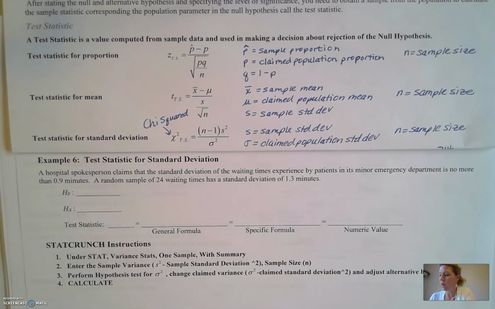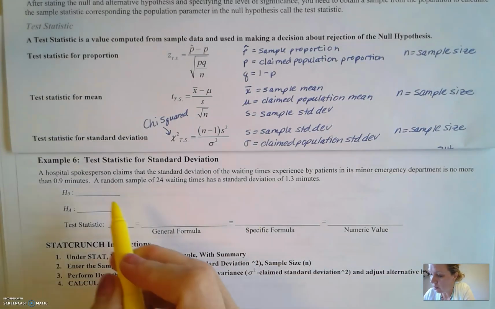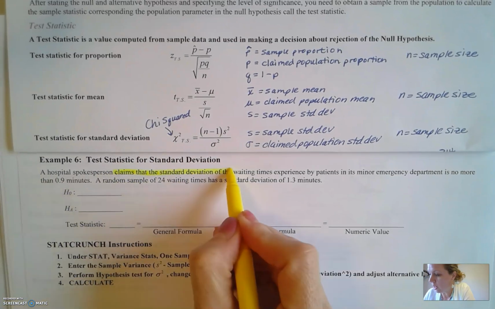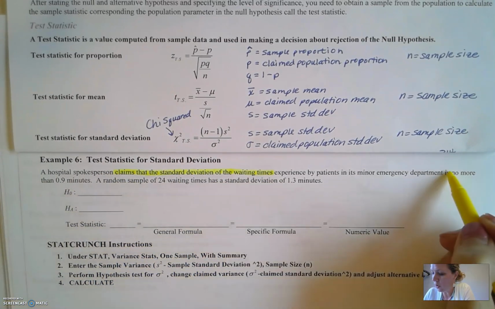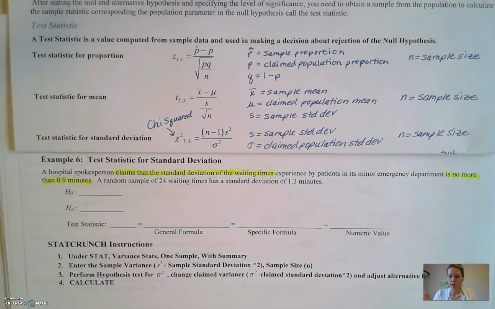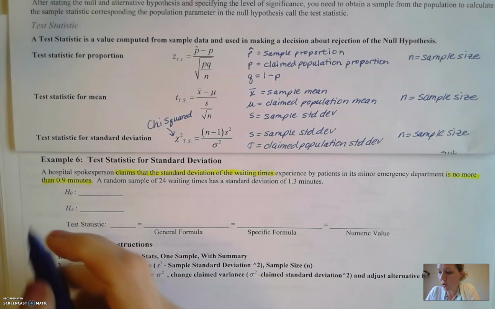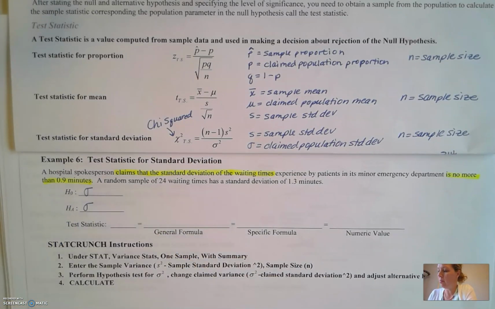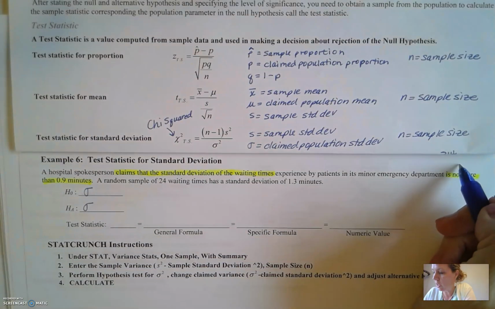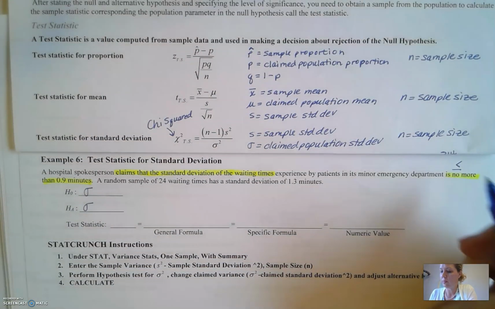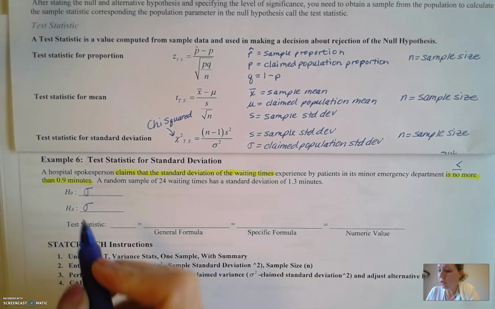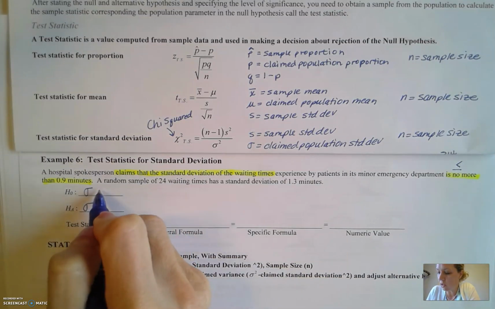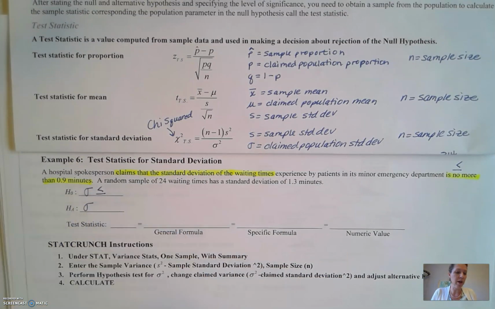Let's look at the claim. It says the standard deviation of waiting times is no more than 0.9 minutes. We're going to test a claim about a standard deviation, so it's going to use sigma. No more than 0.9 minutes indicates the less than or equal to symbol. Since it contains equality, it goes with the null hypothesis.